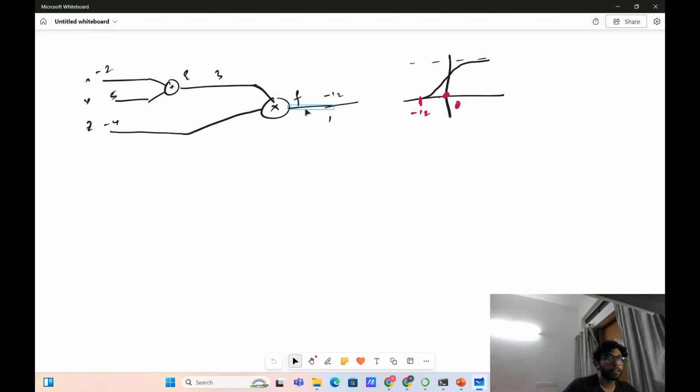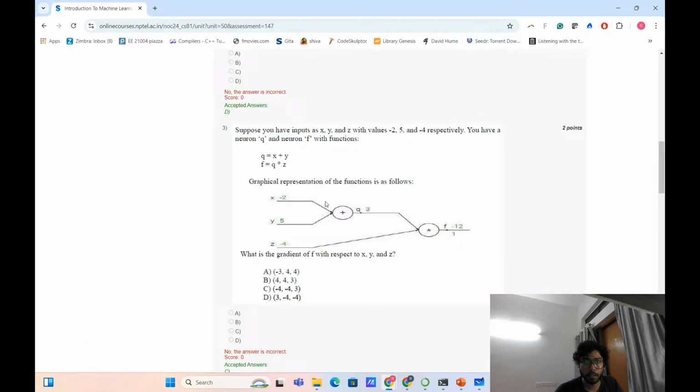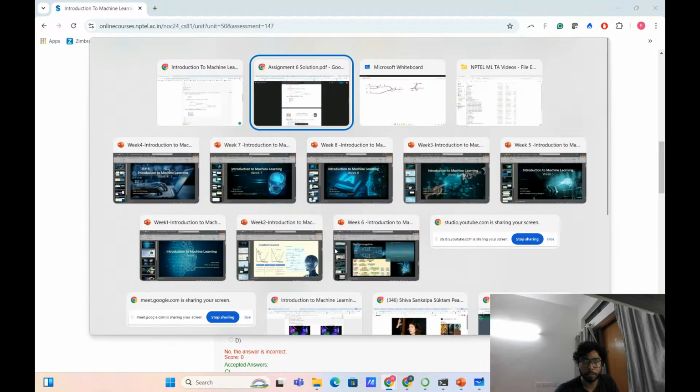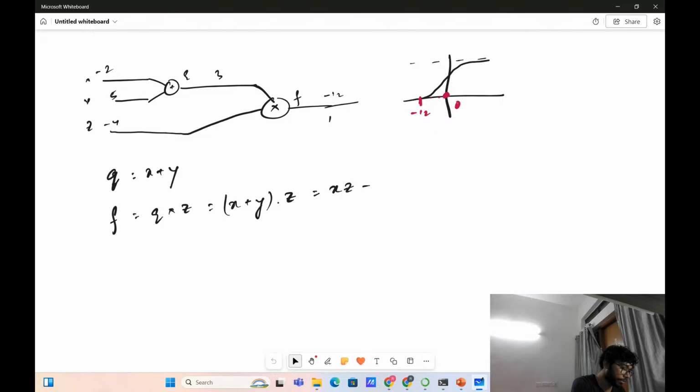Okay, so now let me see what they have asked. They have asked: what is the gradient of f with respect to x, y, and z? Let's write down the functions that are over here. For example, q is basically given as x plus y, right? And f is basically q times z. So you can simplify that: q is x plus y, so f will become (x plus y) times z. You can also simplify it as xz plus yz, like this.